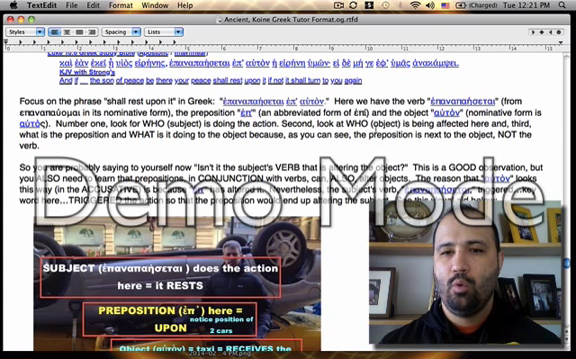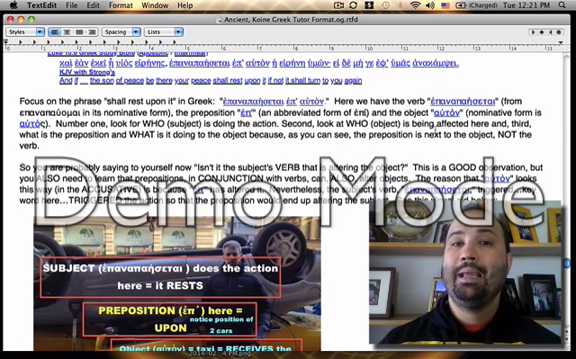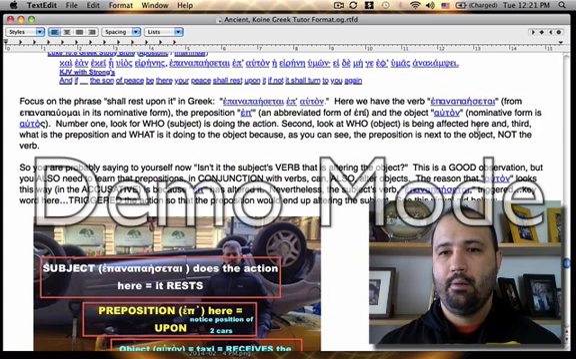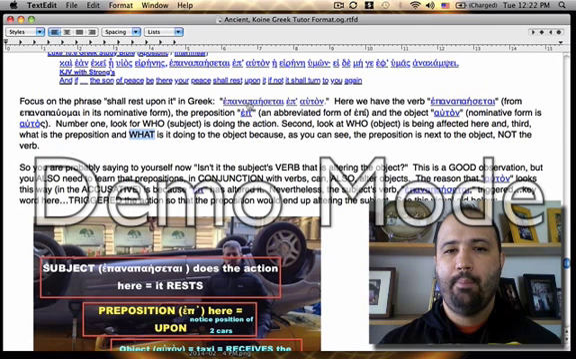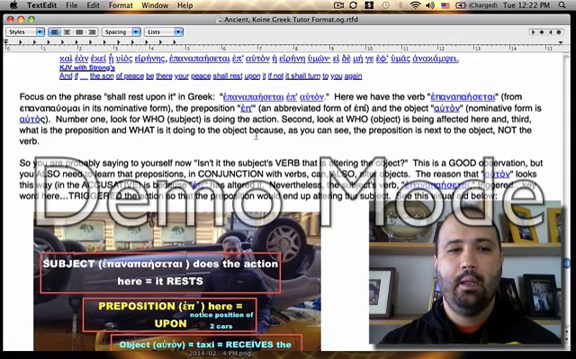Look at who, meaning the object, is being affected here. Okay, who's being affected here? Who's the object? And third, what is a preposition? Okay, and what is it doing to the object? Because as you can see, the preposition is next to the object, not the verb. So look at it. Preposition, look at this, next to the object. Here's the verb. All right?